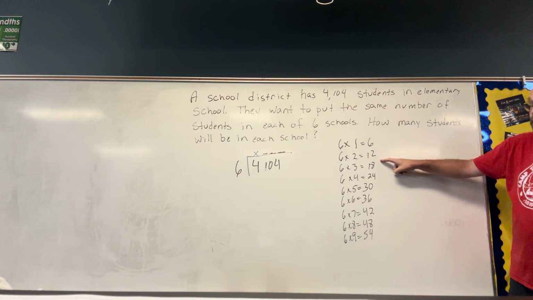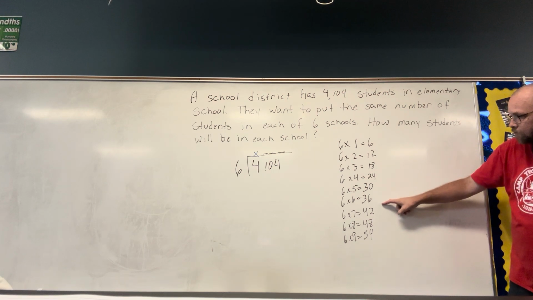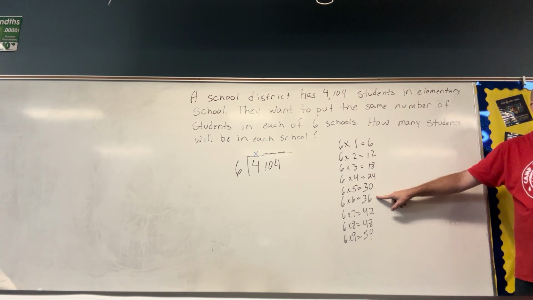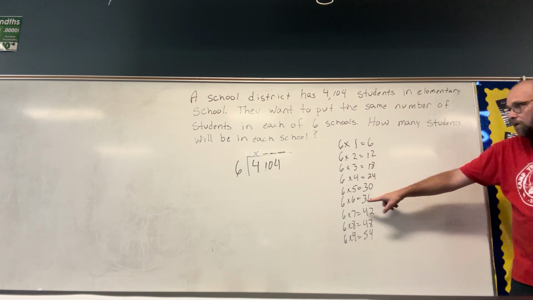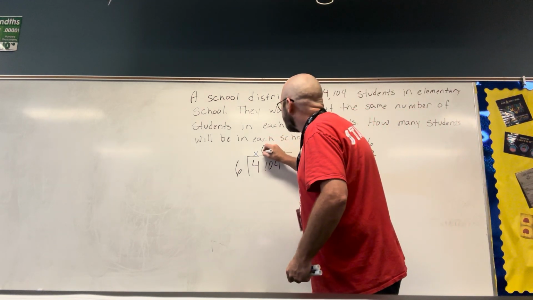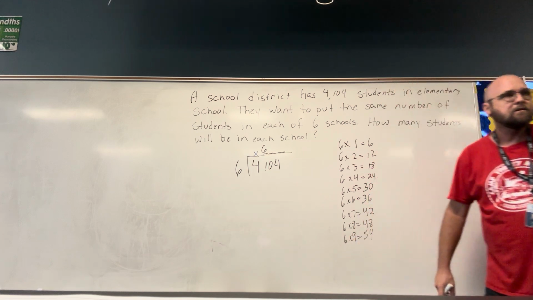Well, I have 6, 12, without going over. 6, 12, 18, 24, 30, 36, 42. 42 is too big. So I'm going to have to go back and use 6. 6 times 6 is 36. That means my 6 goes in my hundredths place.